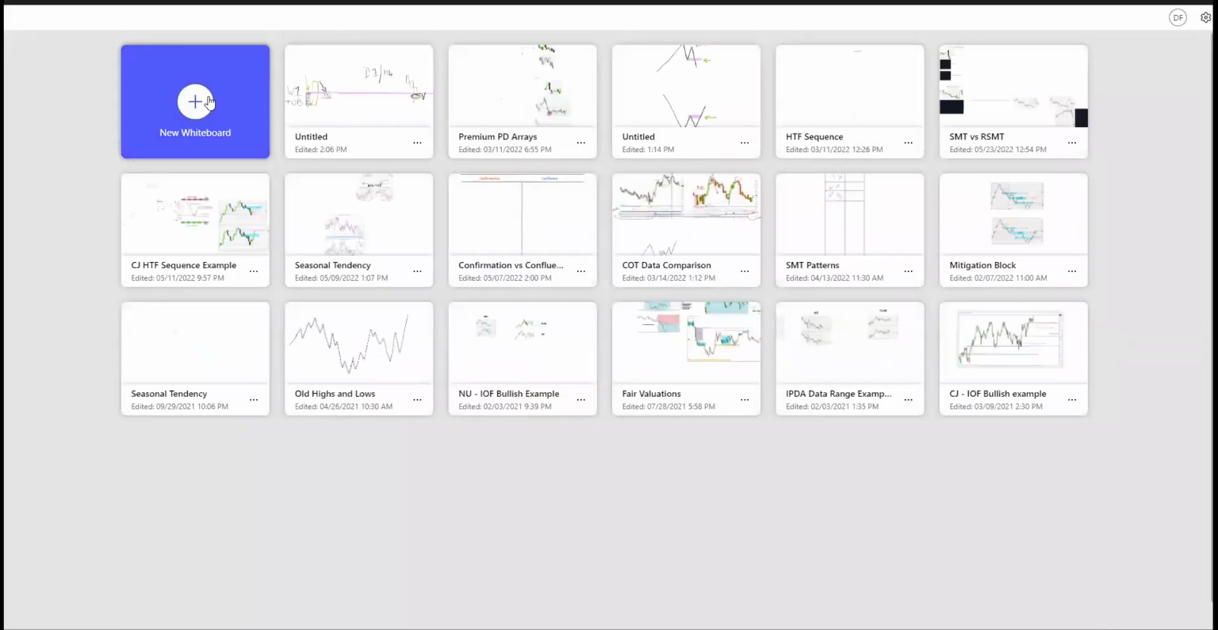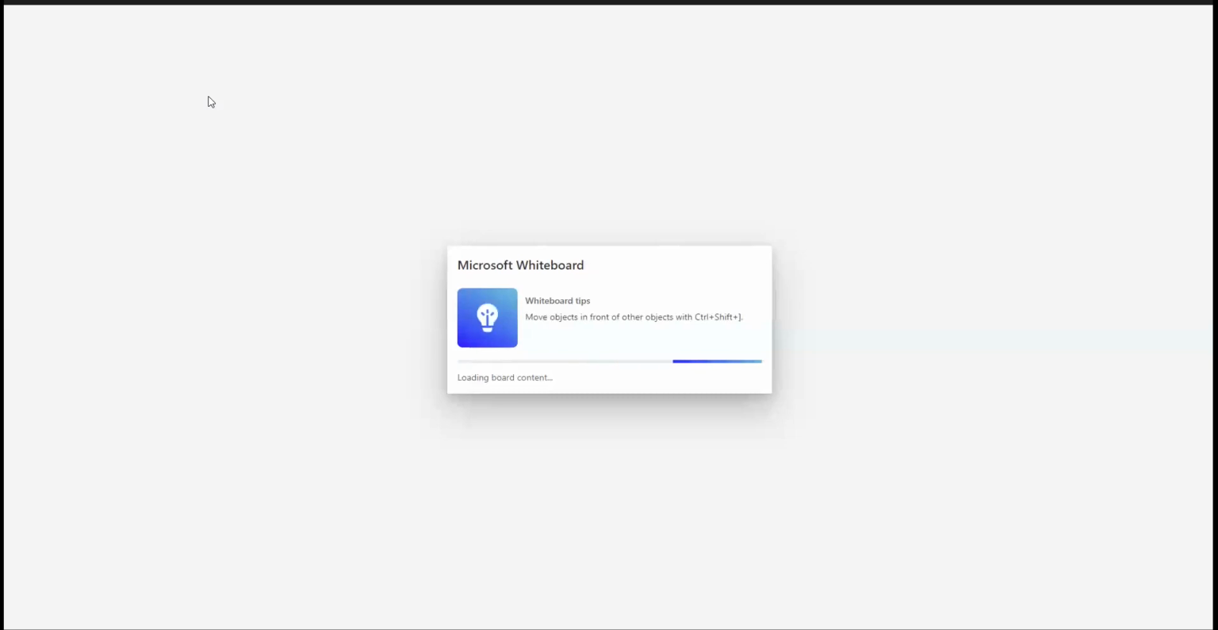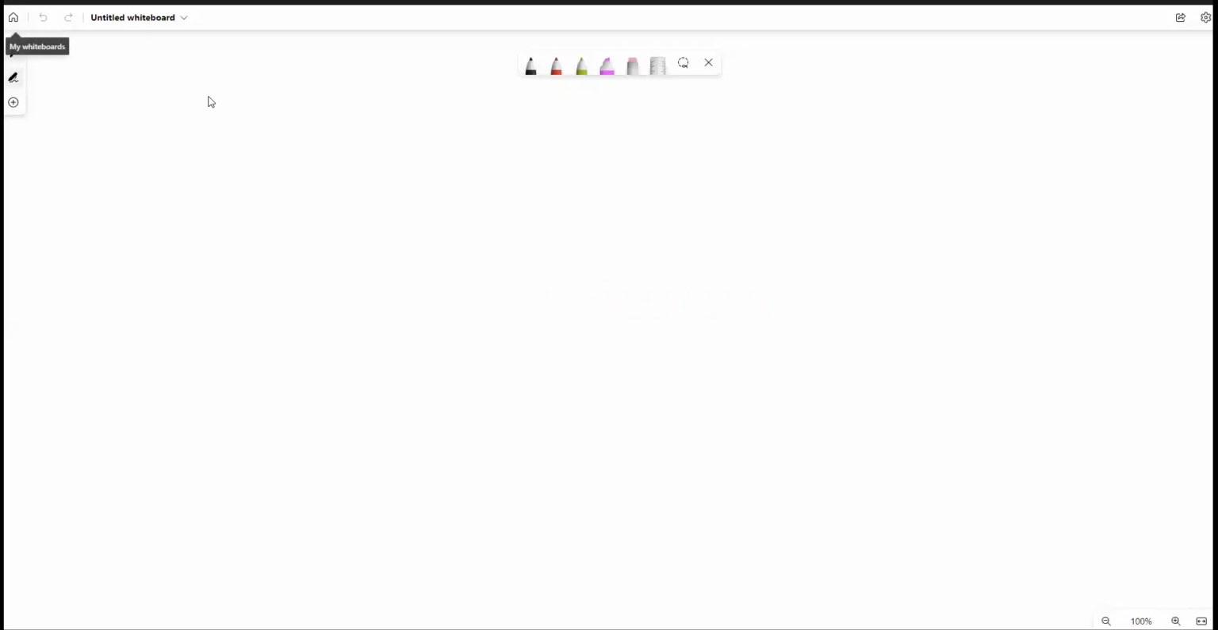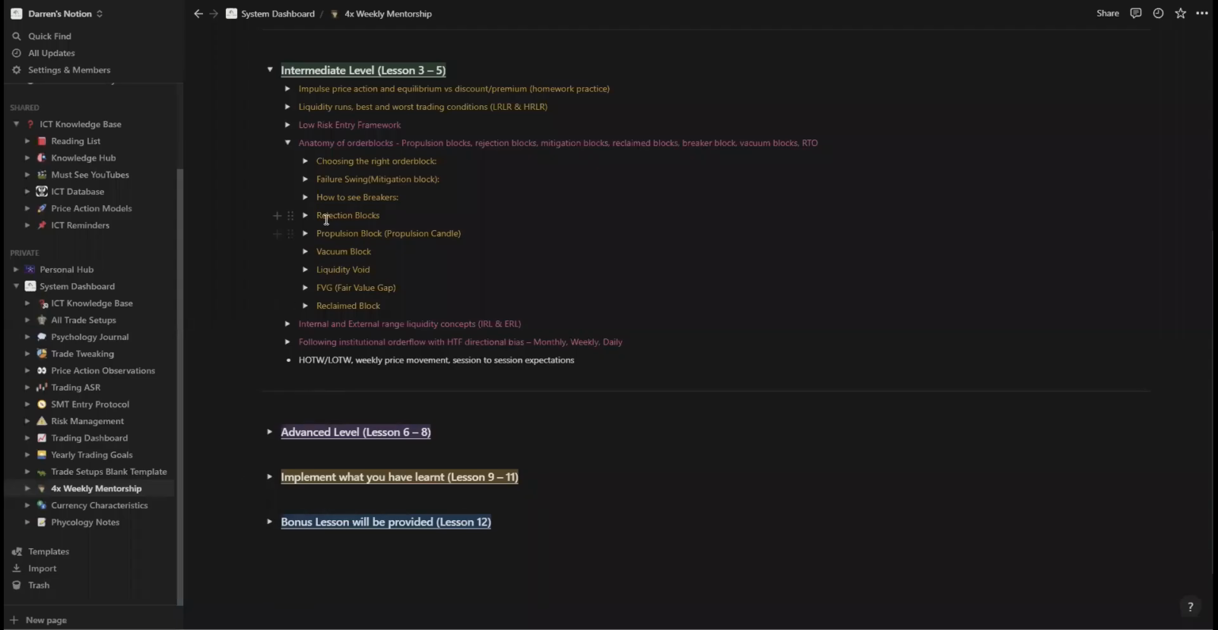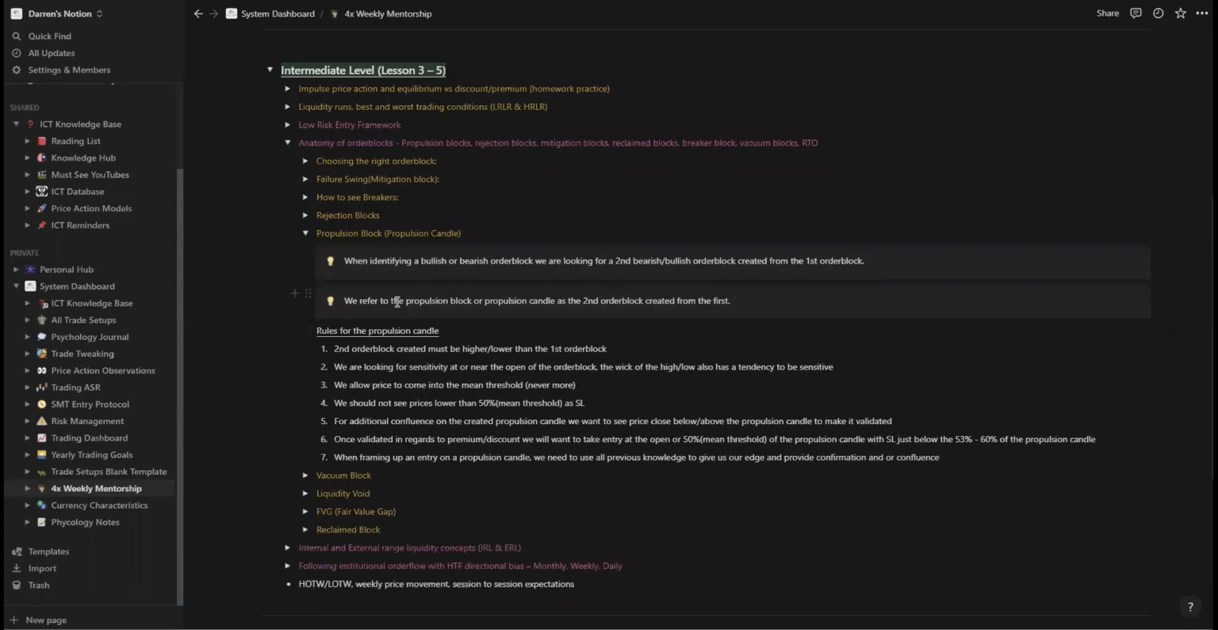And I haven't taught this to you, but maybe you picked it up somewhere. We're going to discuss what a propulsion candle would be. So essentially, when identifying a bullish or bearish order block, we are looking for a second bearish or bullish order block created from the first order block.